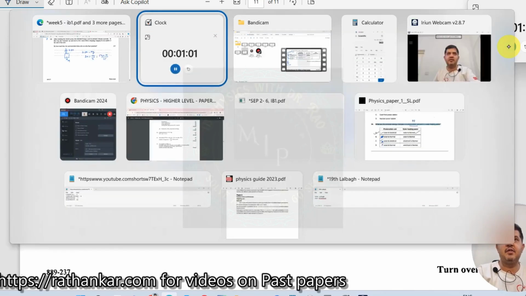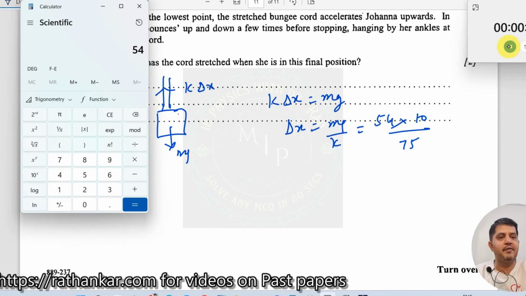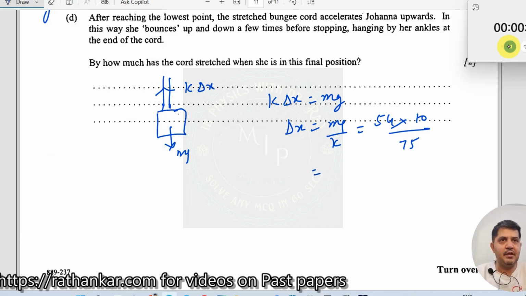Okay, let me use all this to get the value. So 54 star 10 divided by 75 should be 7.2. What is the unit? Meters. So the cord has stretched to a maximum distance of 7.2 meters.